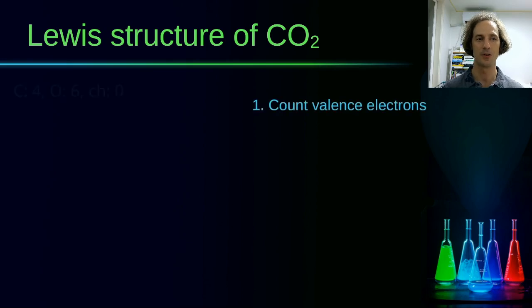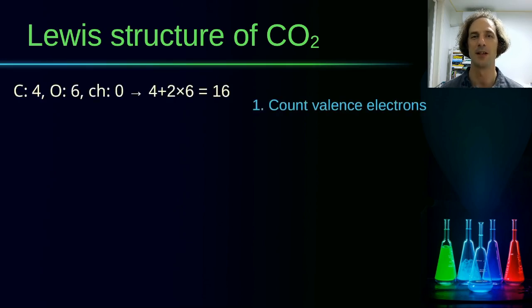As we do, first we need to count the valence electrons. Carbon has 4 valence electrons, oxygen has 6. And this is a molecule, so there is no charge. We don't have to add any electrons or remove any electrons because of that. So the number of valence electrons in this molecule will be 4 plus 2 times 6, which adds up to 16.